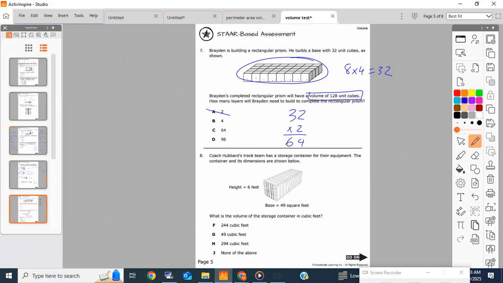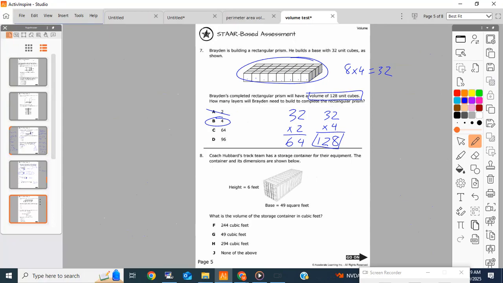So let's check the 4. So 32 in each layer times 4 layers. 4 times 2 is 8. And then 4 times 3 is 12. 128. And that's what we're looking for. So we know this is our answer. So we can check our answer choices.